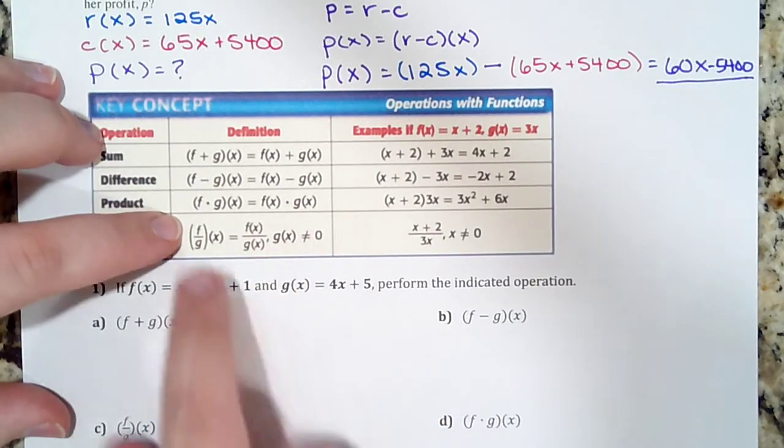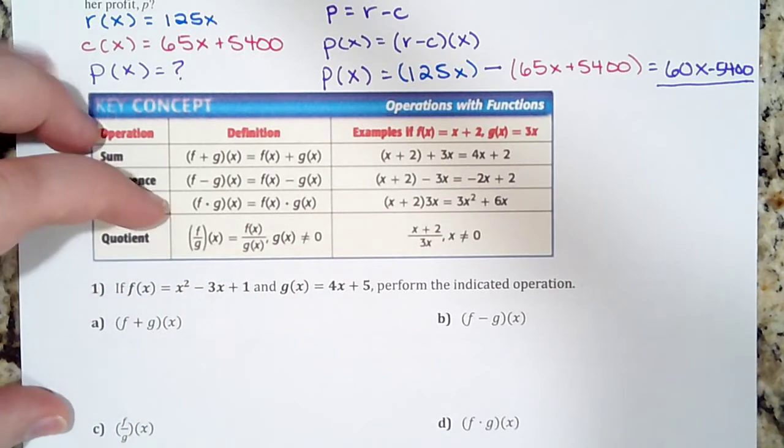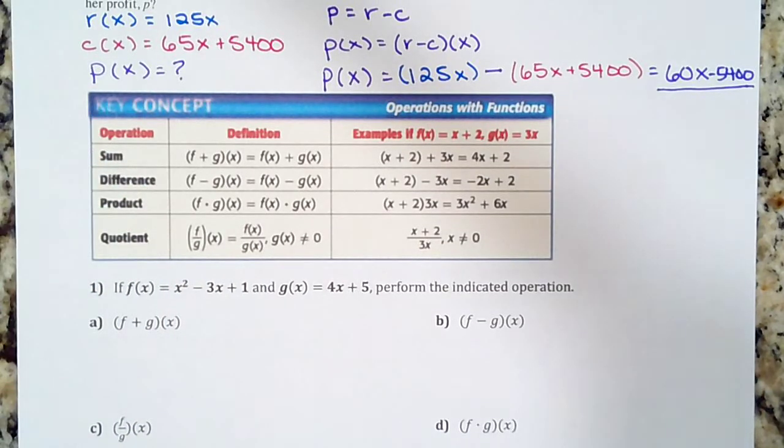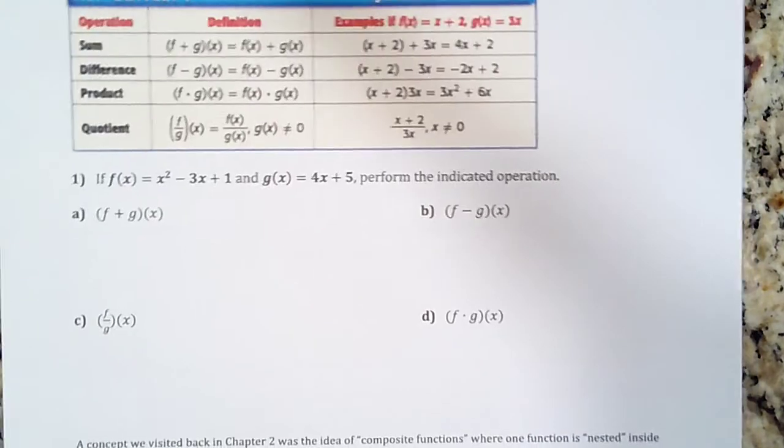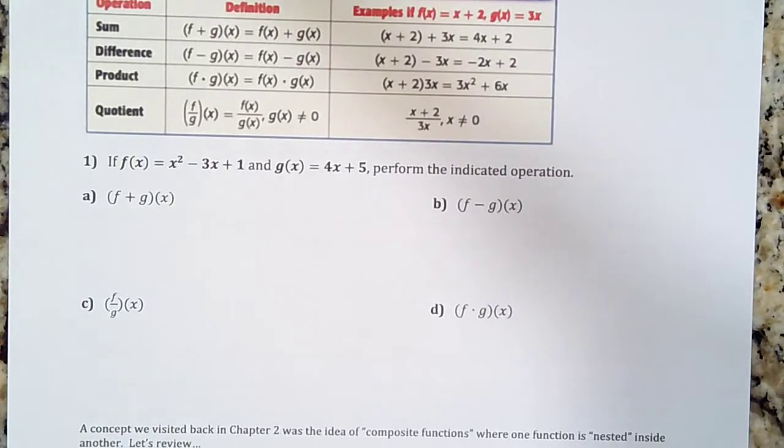This is really important because on the next page, we're going to start working with these two things together. But let's not get ahead of ourselves. Let's look at some quick examples. So if f of x is equal to x squared minus 3x plus 1 and g of x is equal to 4x plus 5, let's perform the indicated operation.